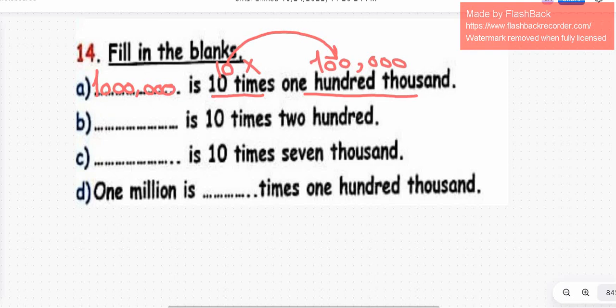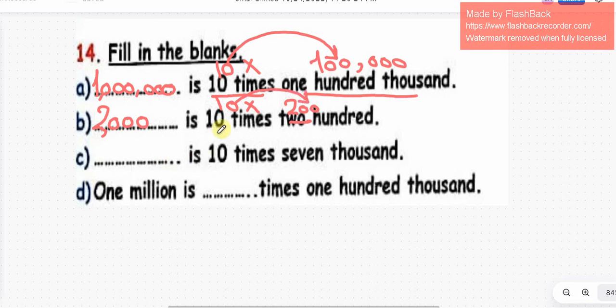Another example. Which number is 10 times 200? I'm gonna write 200. And I'm gonna write 10 times 10. I'm gonna move to the higher place. 200 will move to the higher place. What is the higher place after 100? It will be 1,000. So it's gonna be 2,000. Okay? Or in another way, we put this zero here, will be 2,000.